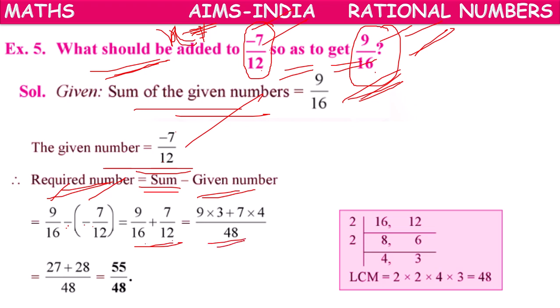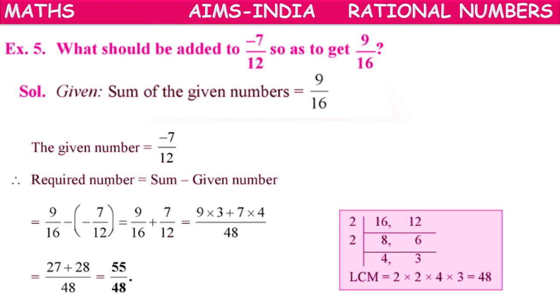16, 12 LCM 48. 16 3 times 3 into 9. 12 4 times 4 into 7. So 9 3 times 27. 7 4 times 28 by 48. 27 plus 28, 55 by 48. So this is the required number.